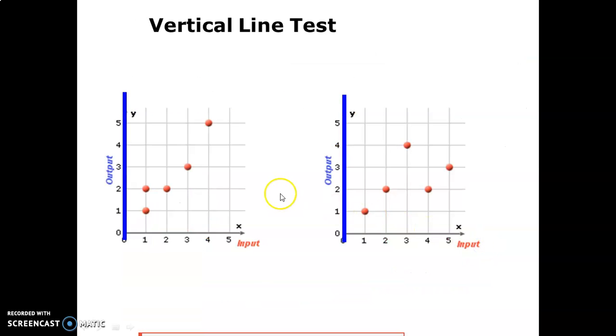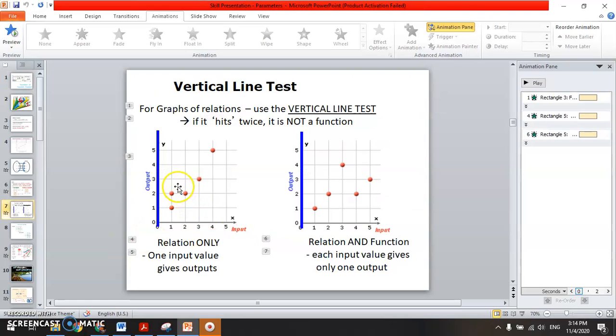Something we can use to check if something's a function is called the vertical line test. Here's a vertical line. We can move the vertical line across our data or across our graph. If the vertical line ever intersects 2 points at once or more, then the relation is not a function. Notice here, it hits those 2 points at one time. Therefore, this is not a function.